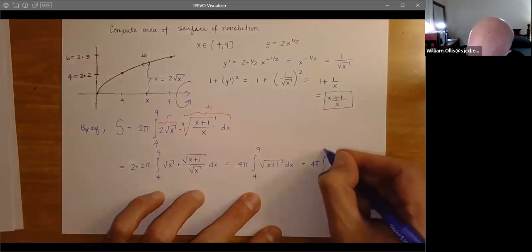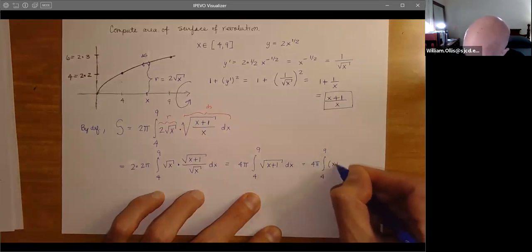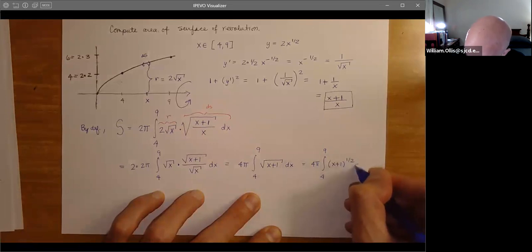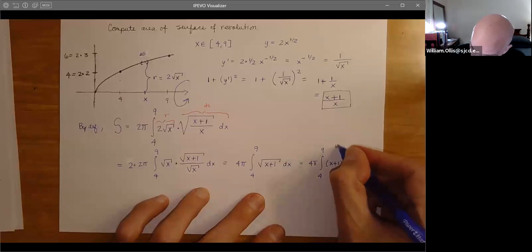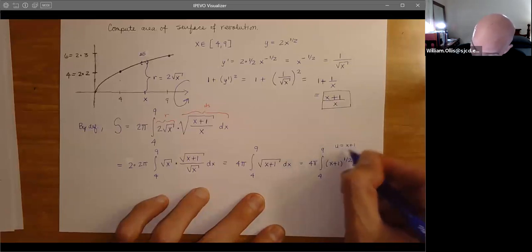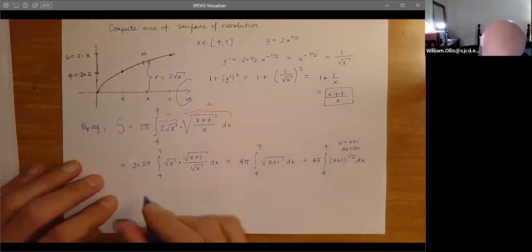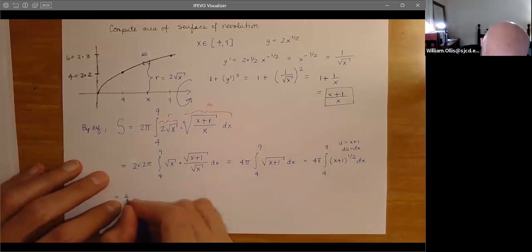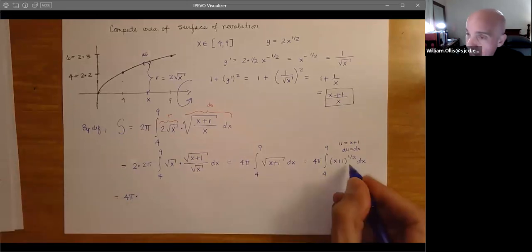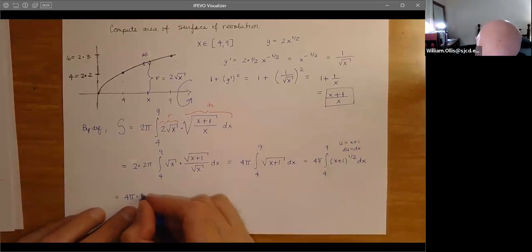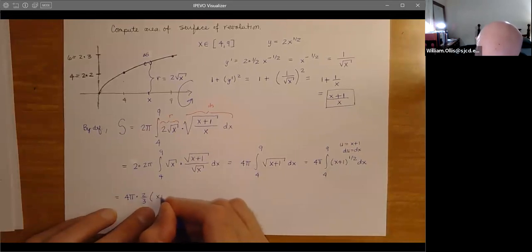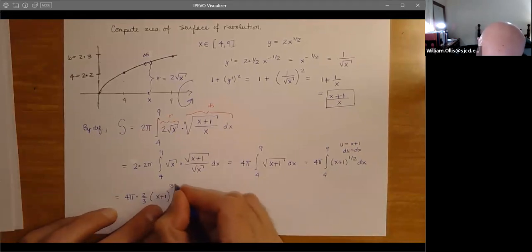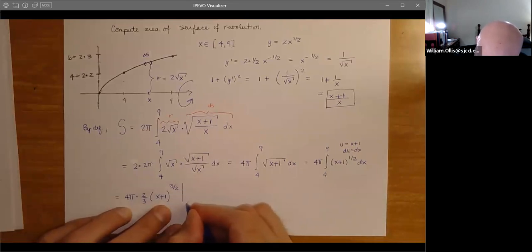So now we can write this in a way that's a little bit more user-friendly. So 4 to 9, x plus 1 to the 1/2 dx. And so now add 1, divide by the new power. Of course, u equals x plus 1, du is dx, so this is definitely table ready. So we get 4 pi. The new power will be 3/2, so we divide by that, so that's multiplication by 2/3, x plus 1 to the 3/2, integrate from 4 to 9.